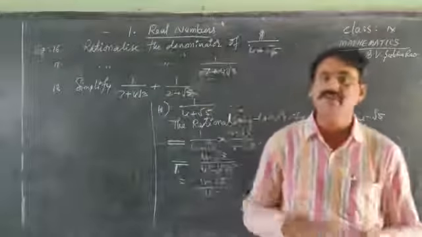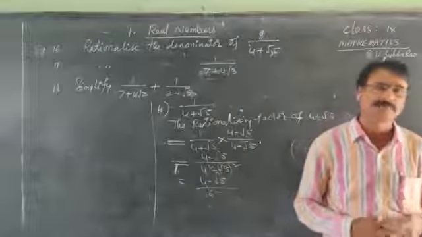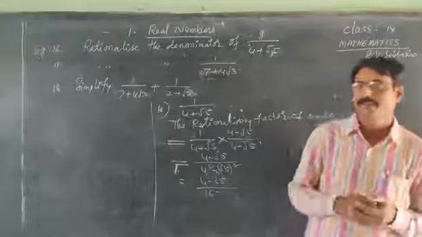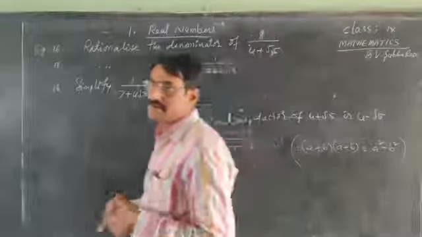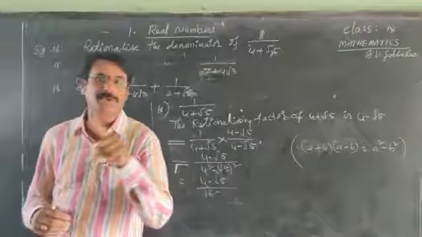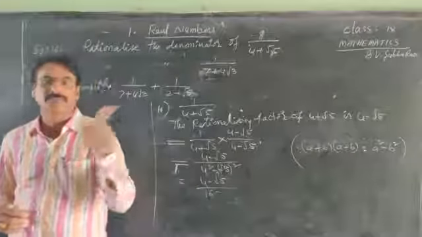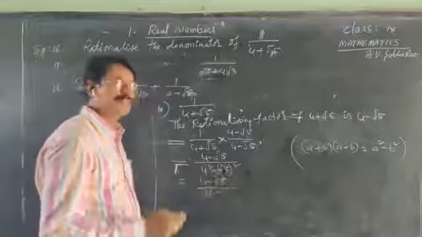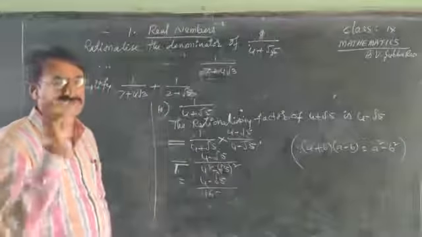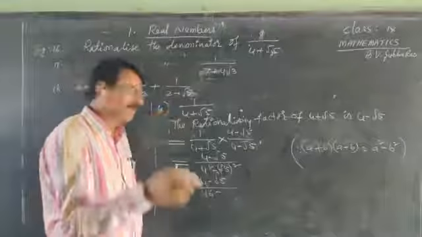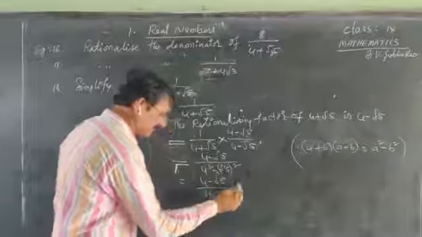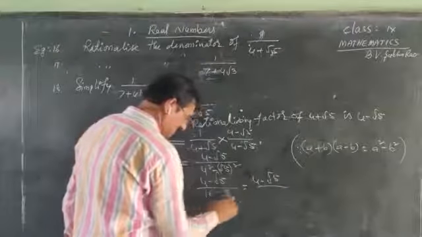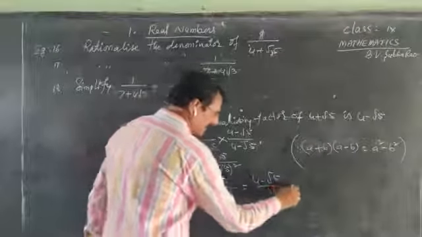For example, a square means a into a. Root 5 whole square means root 5 into root 5. By the properties of square root, root a into root b equals root of a into b. Now we can write square root of 25. 25 is a perfect square, so the square root of 25 is nothing but 5. Then 4 minus root 5 by 16 minus 5, which is 11.